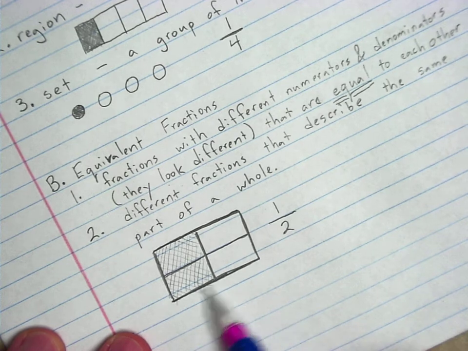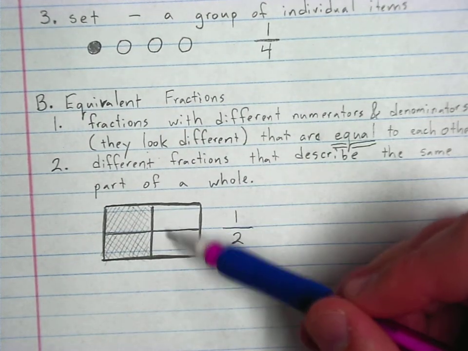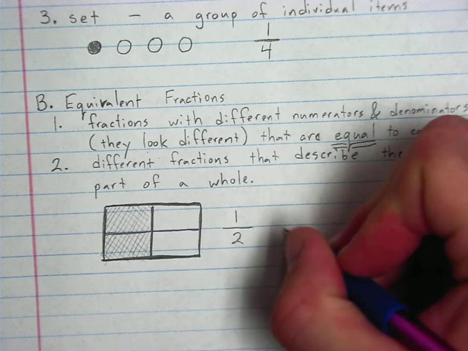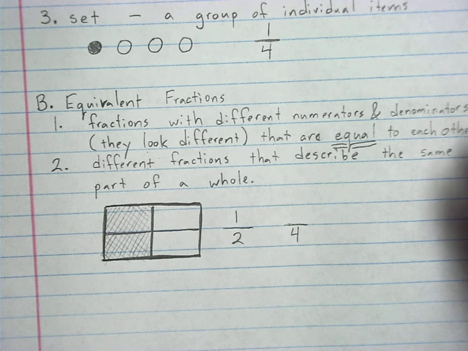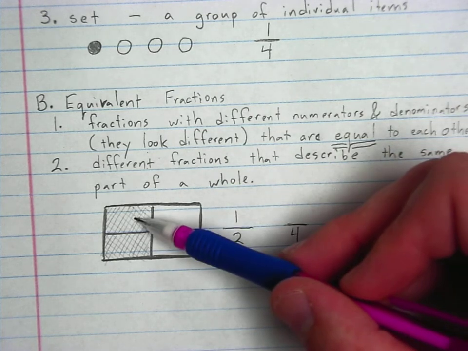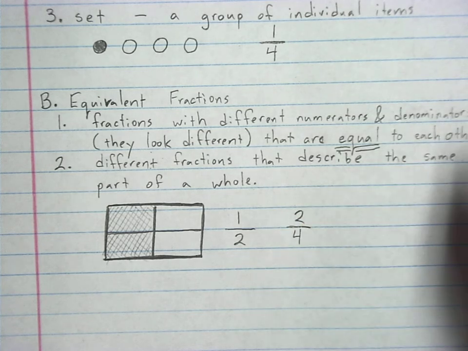I cut across, and now 1, 2, 3, 4. There are 4 pieces total. And out of those 4 pieces, 1, 2 of them are shaded.